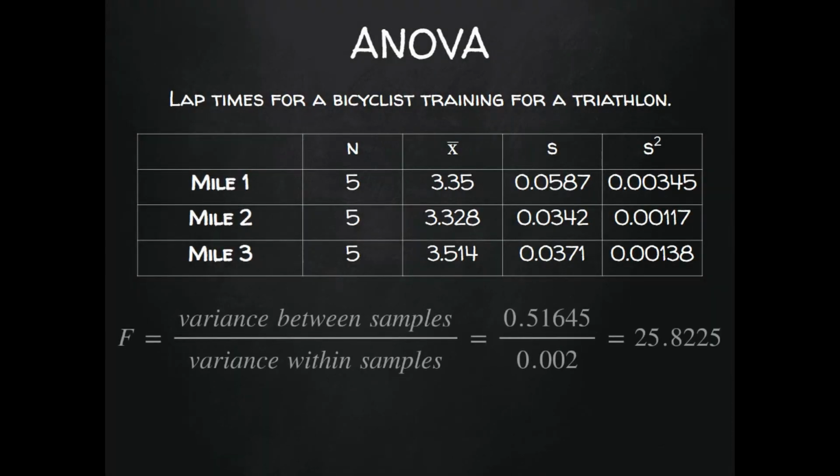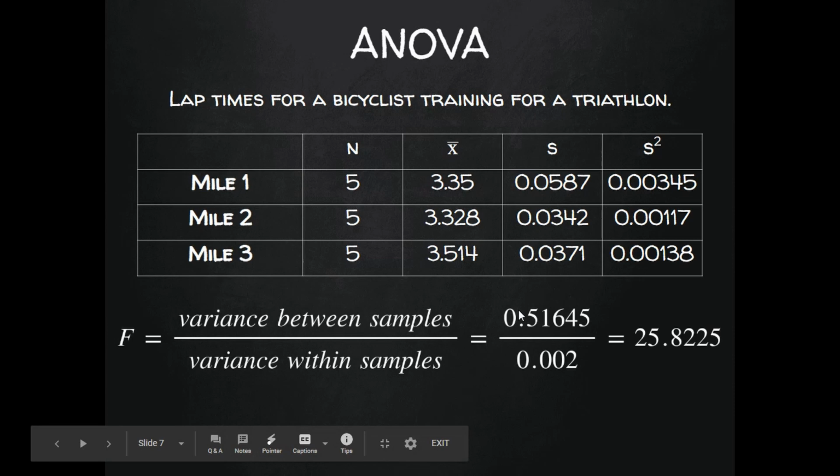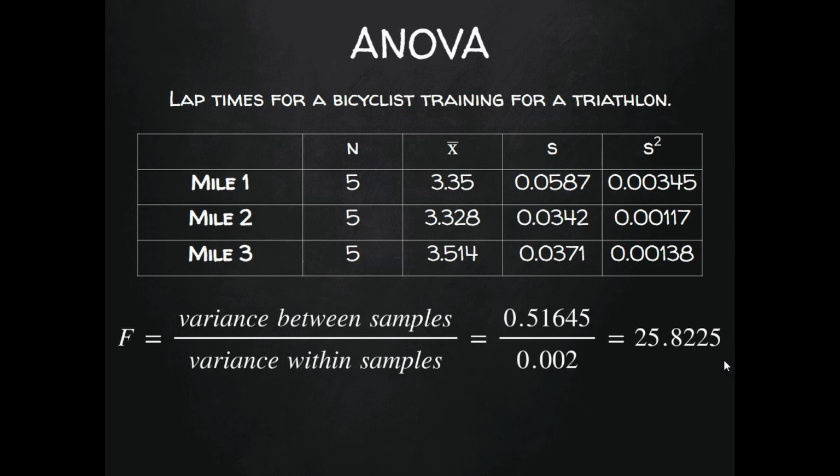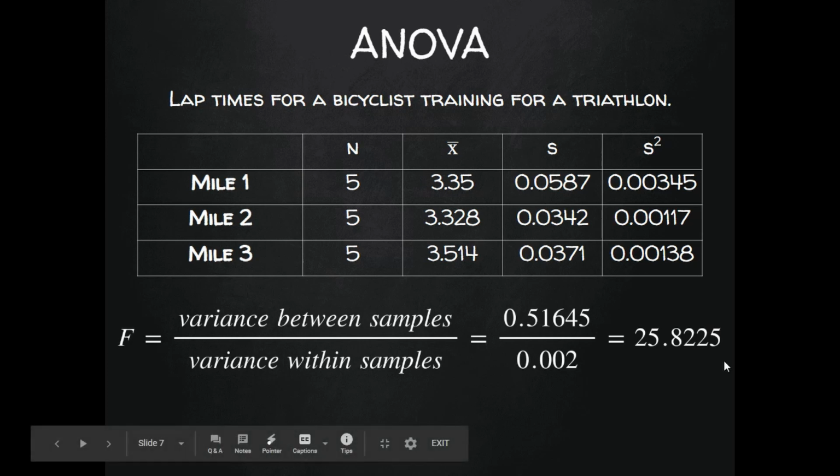So if I put that all together here, I get the variance between samples in my numerator divided by the variance within samples in my denominator. When I divide that, I get 25.8225. I can then go to my F distribution. Remember that it is a skewed right distribution. And I can find the area to the right of 25.8225.